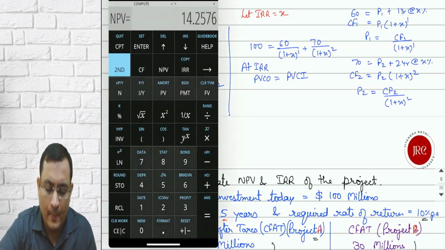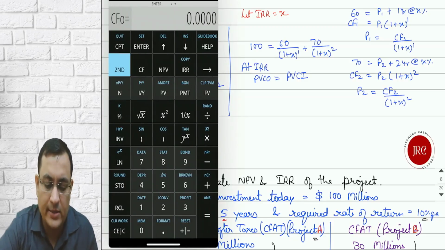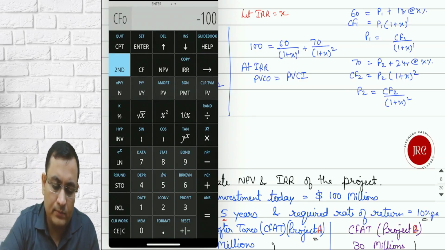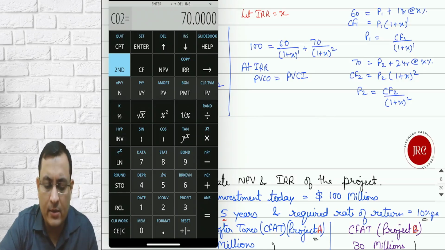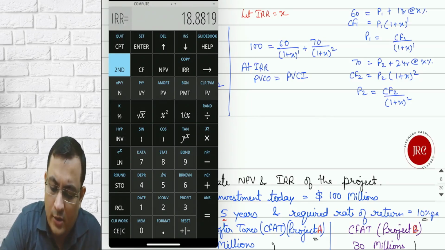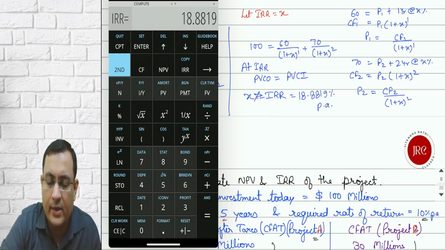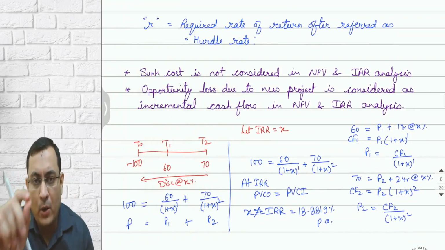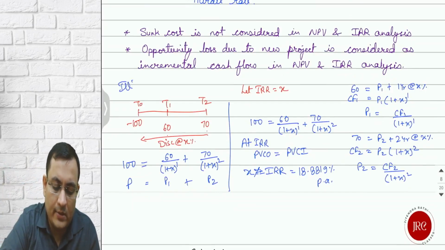Very simple. We have again CF functions, CF0, second CF, second 0. Let's clear it. Put 100 negative. Then CF1 60, CF2 70. That's it. Press IRR and compute. You got your IRR, X%, as my IRR as 18.8819% per annum. This 18.8819% represents my compounded annualized return generated from this particular project, illustration number 3.